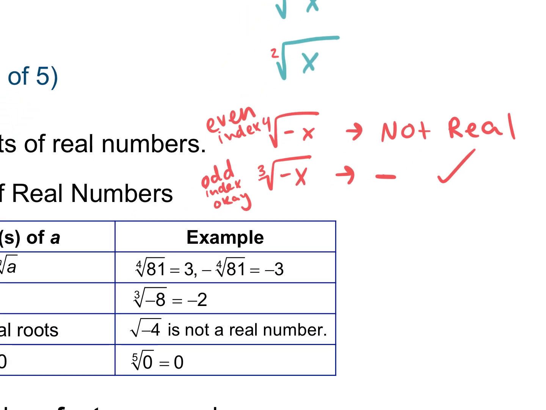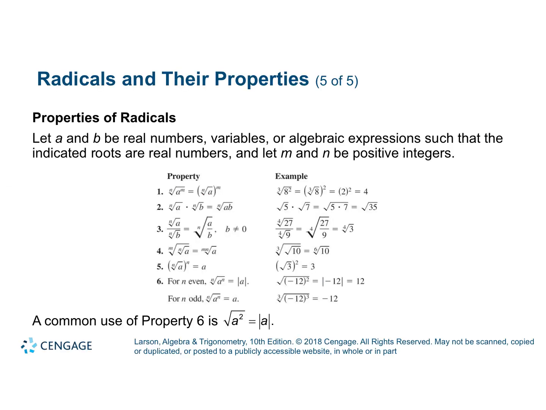That's pretty much what this table is saying. So here it gives us the example. The cubed root of negative 8 would be negative 2. But if we had the square root of negative 4, this is not a real number. It would be imaginary. So let's look at some properties of radicals on the next page.